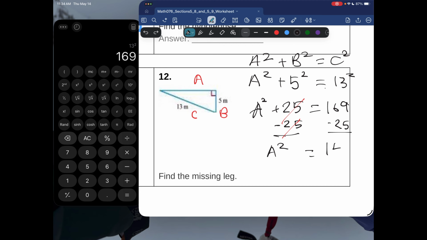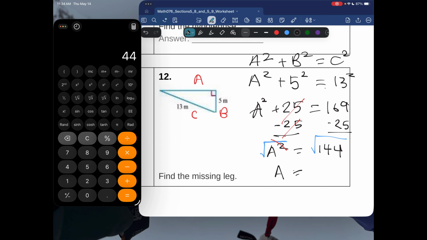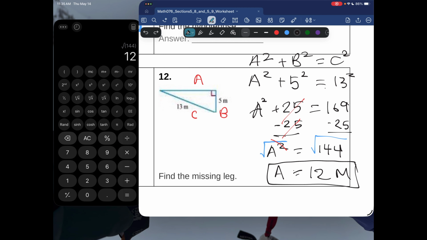I don't like that, that's right on the line. Equals 144. There we go. And now I want to get a all by itself, so I'm going to take the square root of both sides, because square root undoes squared. Over here, this guy cancels, and I am left with a equals the square root of 144. 144 square rooted is 12. And then I got to make sure I have my units, which is meters. How did that disappear? There we go. 12 meters. Awesome.